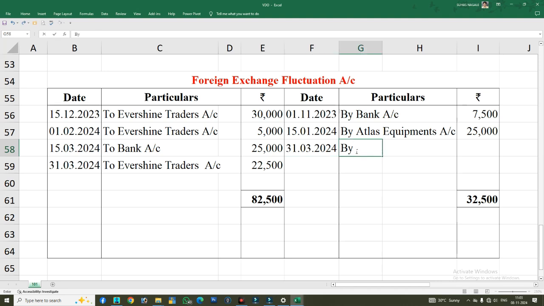Accounting head by P&L account. Any profit or loss is transferred to the profit and loss account on 31st March, and the balancing figure is 82,500 minus 32,500, 50,000 rupees. This is called the transfer entry. Transfer to P&L account, the part of the final account.